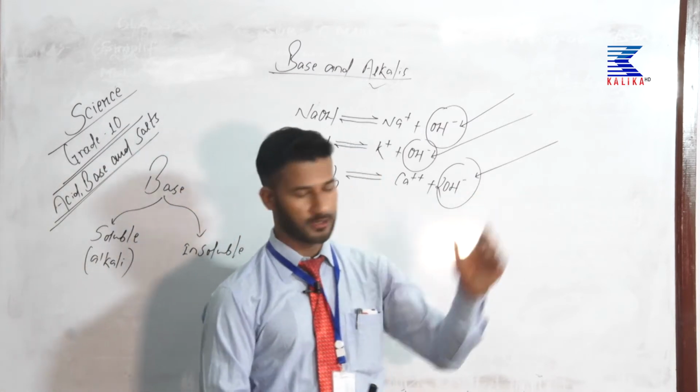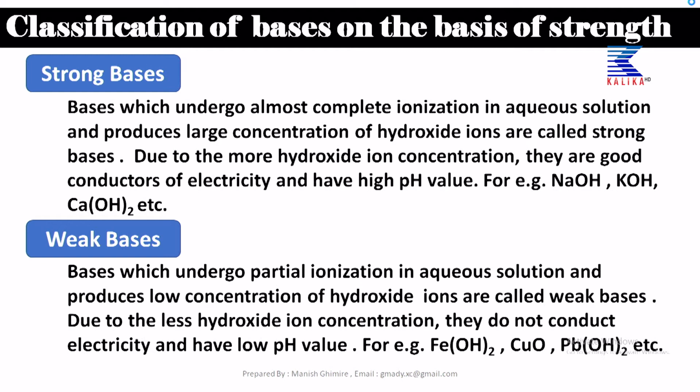Now, have a look on the next screen. Before that, there are written some examples of weak bases. Just down the paragraph, ferric hydroxide, copper oxide, lead hydroxide. These are bases which are weak in nature. They undergo very less ionization and produce very less number of hydroxide ions.